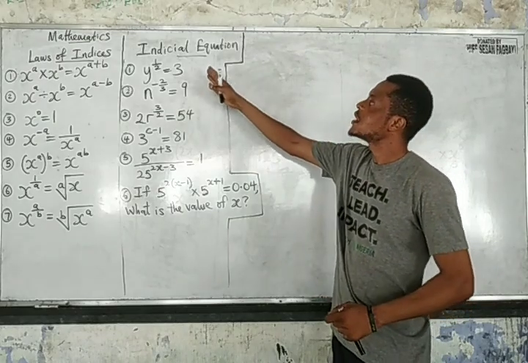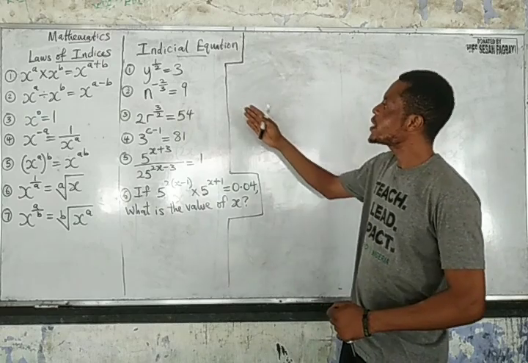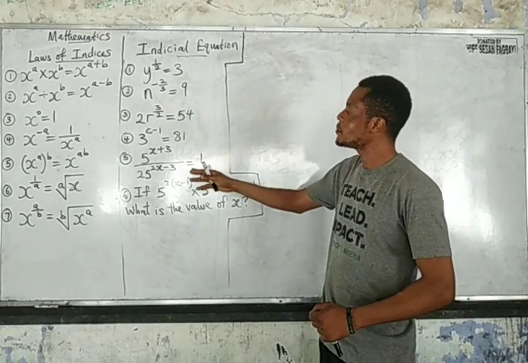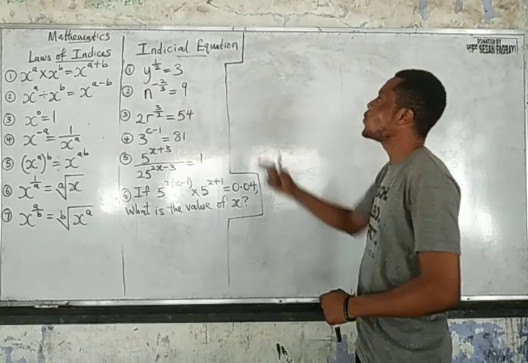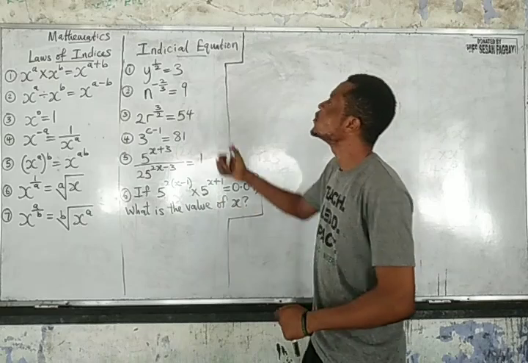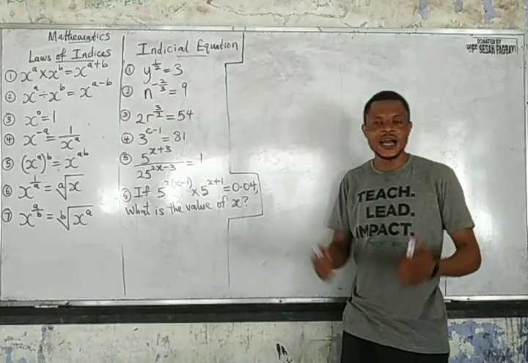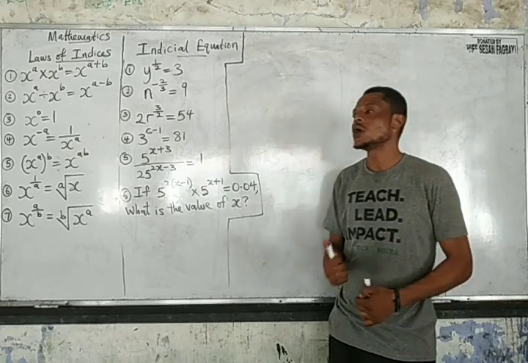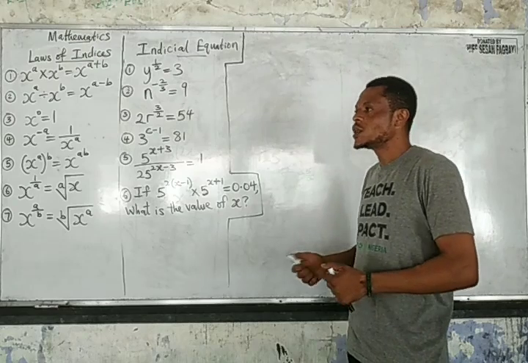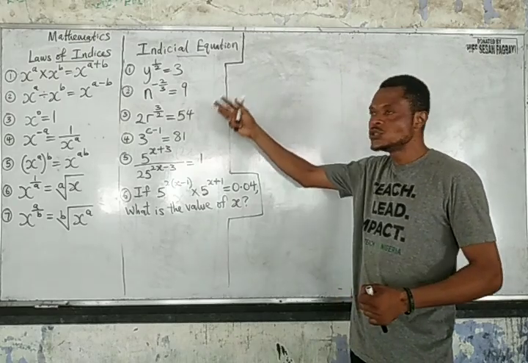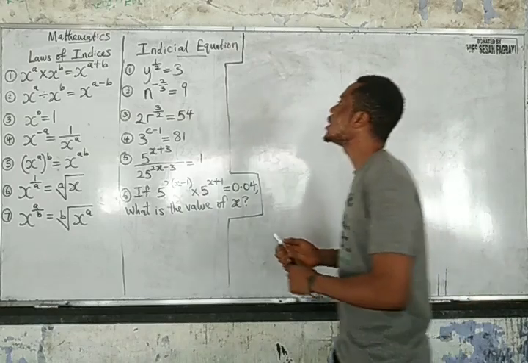We have these as questions from indicial equations. They became indicial equations because of the presence of the equal to sign. Now, we have the first question here, which is y raised to power 1 over 2 equals 3. So technically, we are going to find the value of y. We can solve it in two ways: the conventional way, or making use of indices or the indicial technique. So let's proceed.